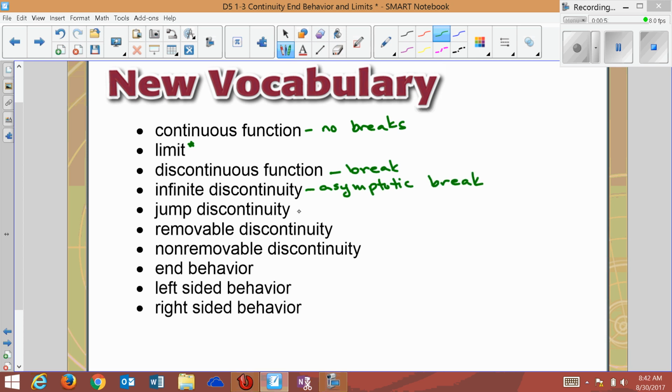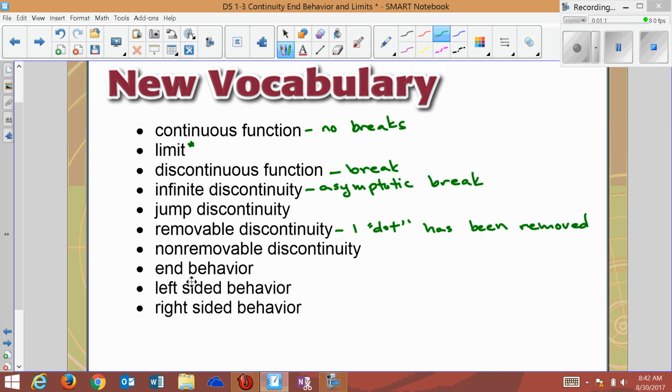A jump is where the graph jumps from one place to another. Removable is when one little piece has been removed, like one dot has been removed. We'll see what this looks like in a little while. And non-removable discontinuity is when there is a dot, but it's been placed somewhere else.